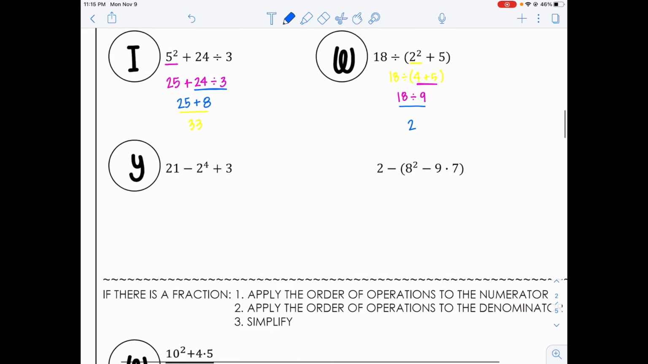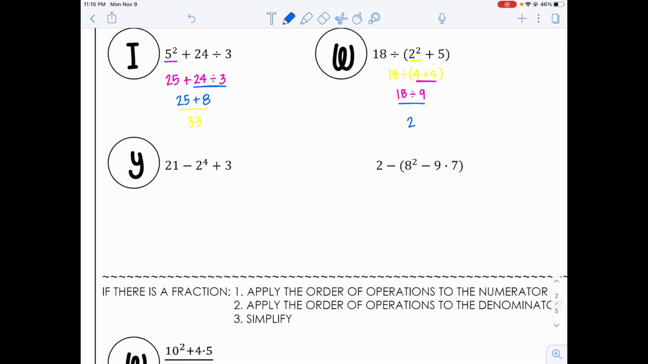Go ahead and do the next 2 examples on your own. So pause the video, work the examples. After you work the examples, unpause the video and check your work with mine.